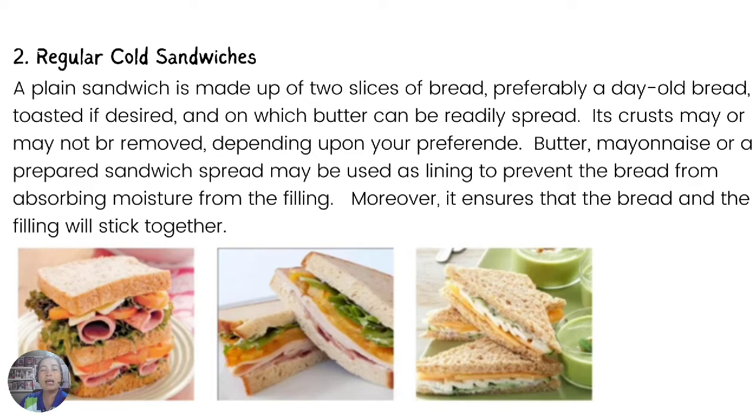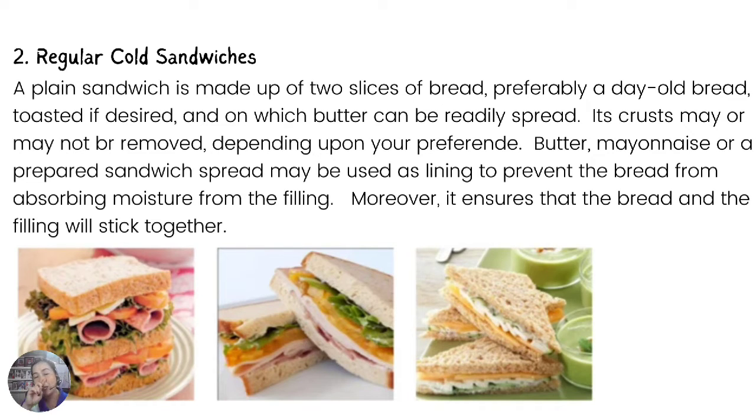Now, we also have under cold sandwiches, the regular cold sandwiches. Based on the picture, these are the examples of regular cold sandwiches. When we say regular cold sandwiches, a plain sandwich which is made up of 2 slices of bread, preferably a day-old bread, wherein you can toast it if desired, and on which butter can be readily spread. Its crust may or may not be removed. May remove and may not be removed yung crust niya.